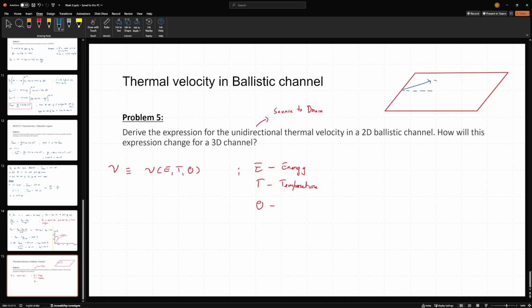Now let us say I have an electron that is entering with this velocity. Then this is the angle, and of course this direction is the x direction. So this is the source to drain direction. I have my source here, I have my drain here. So this is kind of how we are looking at the channel. Therefore, the quantity theta is what I shall call the injection angle.